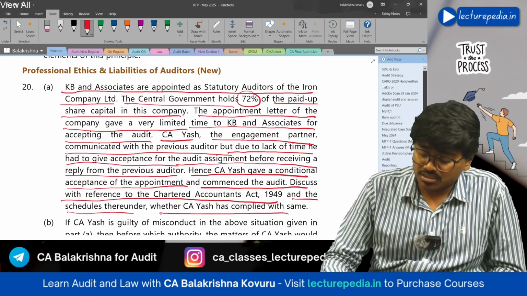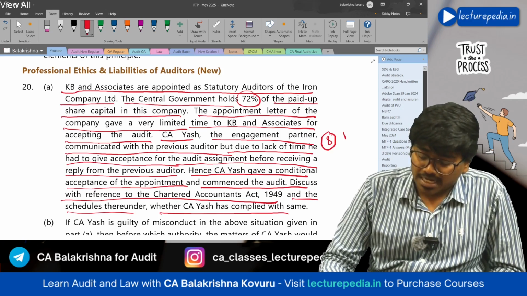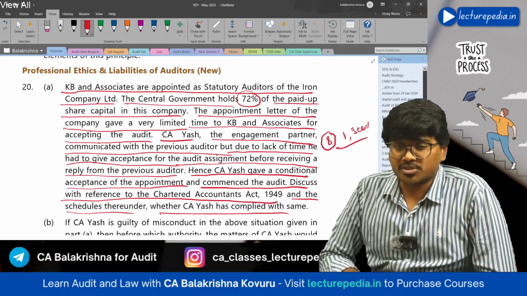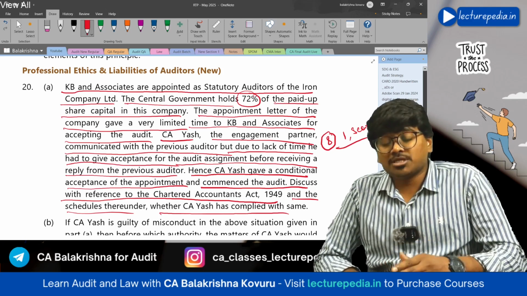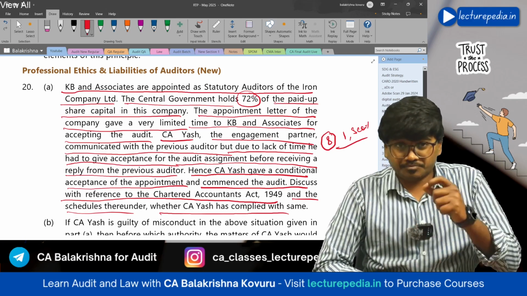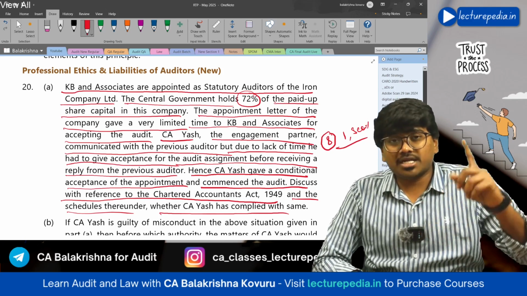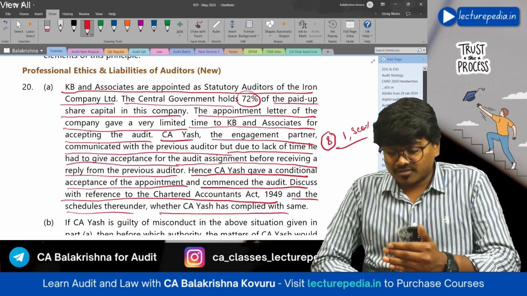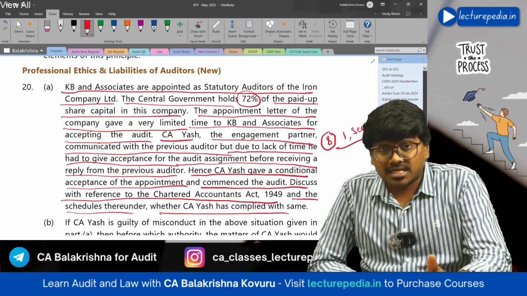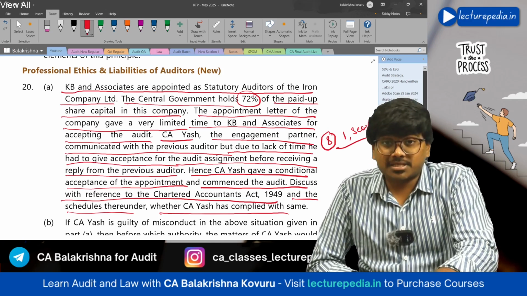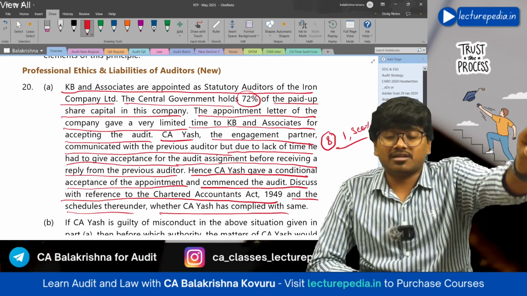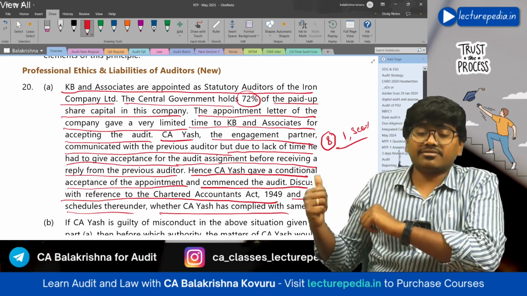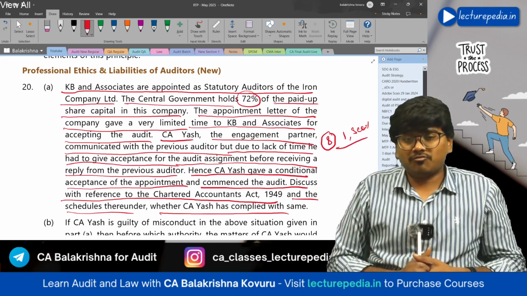Yes, he has complied. As per Clause 8, Part 1, Schedule 1 of the CA Act, a chartered accountant in practice shall be deemed to be guilty of professional misconduct if he accepts any engagement that has previously been done by another auditor without communicating with the previous auditor. Now in this situation there is an exception to the schedule also. If limited time is available, then the current auditor can accept the engagement subject to the reply from the previous auditor. Conditional acceptance can be given here. Since CAS has given conditional acceptance, he is not guilty of professional misconduct.